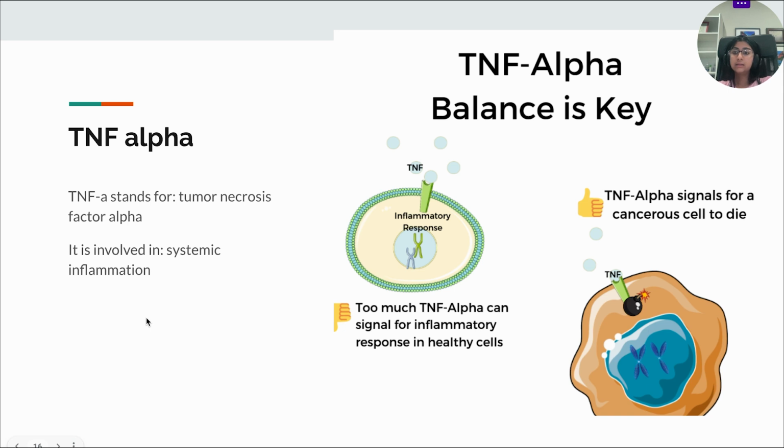TNF-alpha. TNF-alpha is a pro-inflammatory cytokine that stands for tumor necrosis factor alpha, and it is involved in systemic inflammation. Too much TNF-alpha can signal for inflammatory response in healthy cells. TNF-alpha signals for a cancerous cell to die. However, if the TNF-alpha has a negative impact, it can cause the inflammatory response in healthy cells in the liver, which shows how it can be negative.